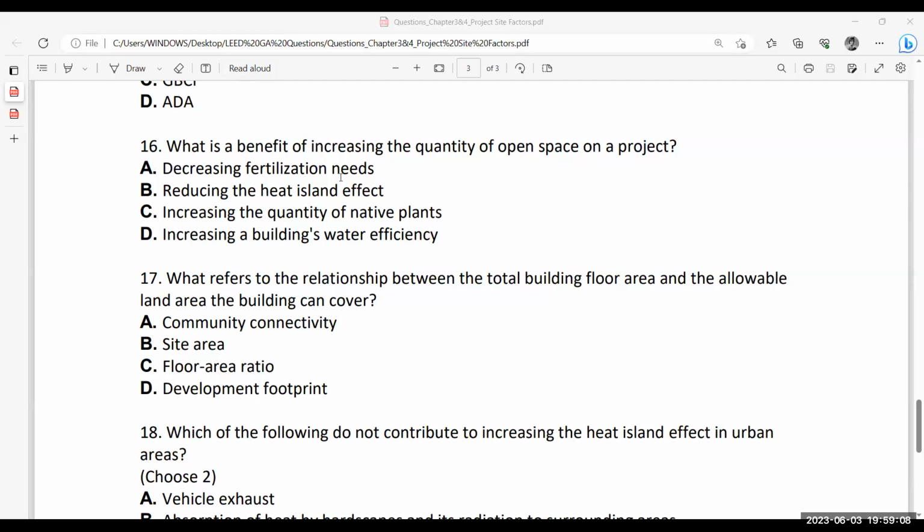This is actually a definition by USGBC. Community connectivity, site area, development footprint. You're actually aware of all of this, right? You're aware of all of the definitions for A, B, and D. And when we're talking about the total building floor area and the allowable land area that the building can cover, which is the building footprint, that is the floor area ratio. FAR is the short form for it, which we use in common terms.